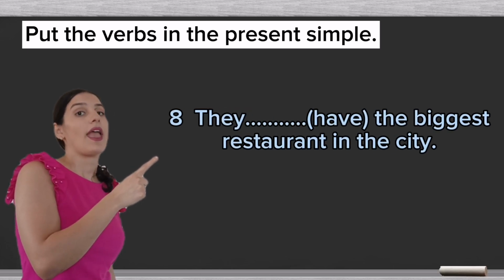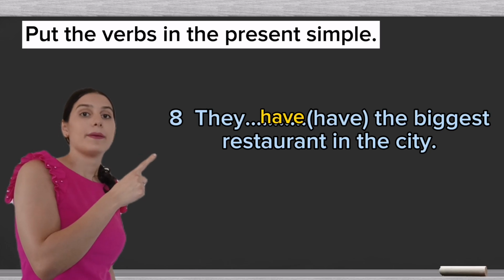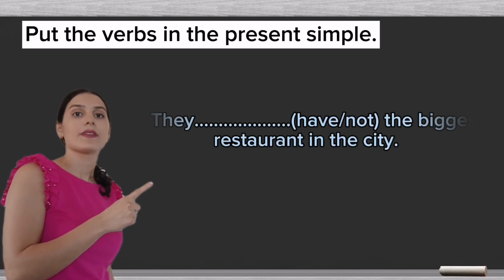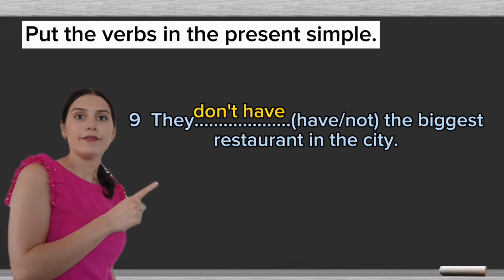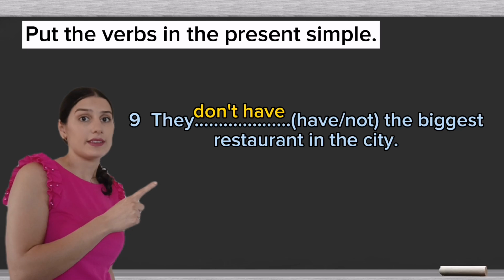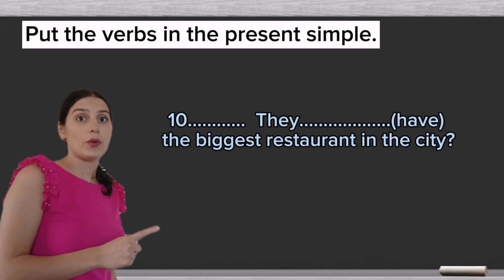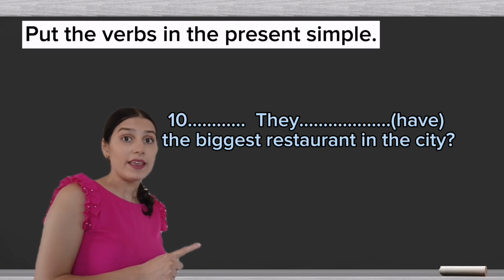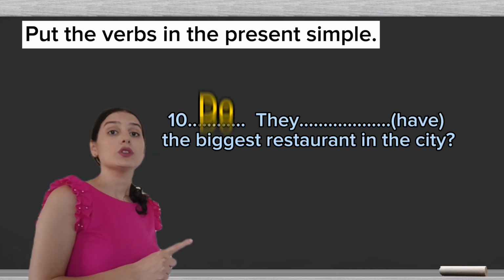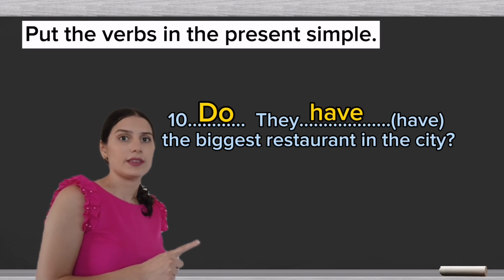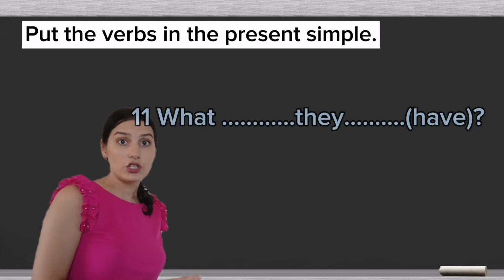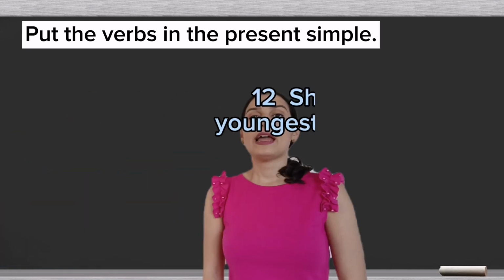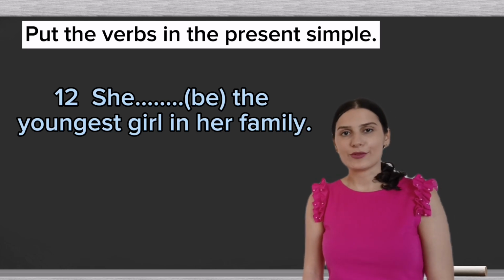They have the biggest restaurant in the city. Now, the negative form. They don't have the biggest restaurant in the city. Now, the question form. We use the helping verb do because we have they, the pronoun they. So, do they have the biggest restaurant in the city? Or if we have a question word, what do they have? Now let's put the verb be in the present simple.